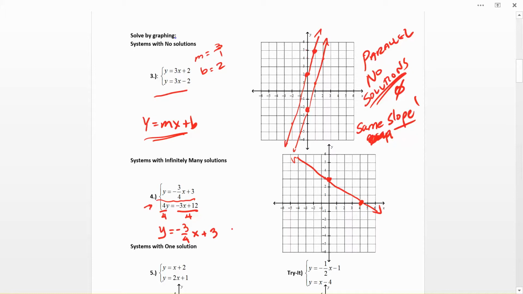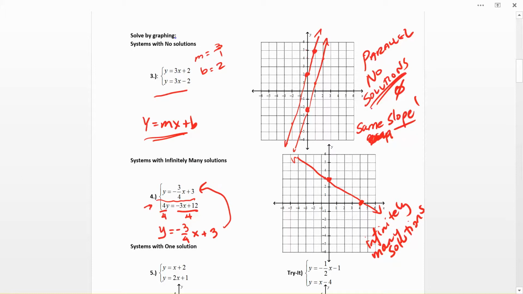Now, if you notice, this looks awfully familiar, doesn't it? When I got that second equation in slope-intercept form, I ended up with exactly the same line, the same y-intercept, the same slope, and so this is that case where you end up with infinitely many solutions. And it's not always obvious when you first look at your graph, but what you have to do is get those into slope-intercept form, and then if they're exactly the same, you can actually see that.